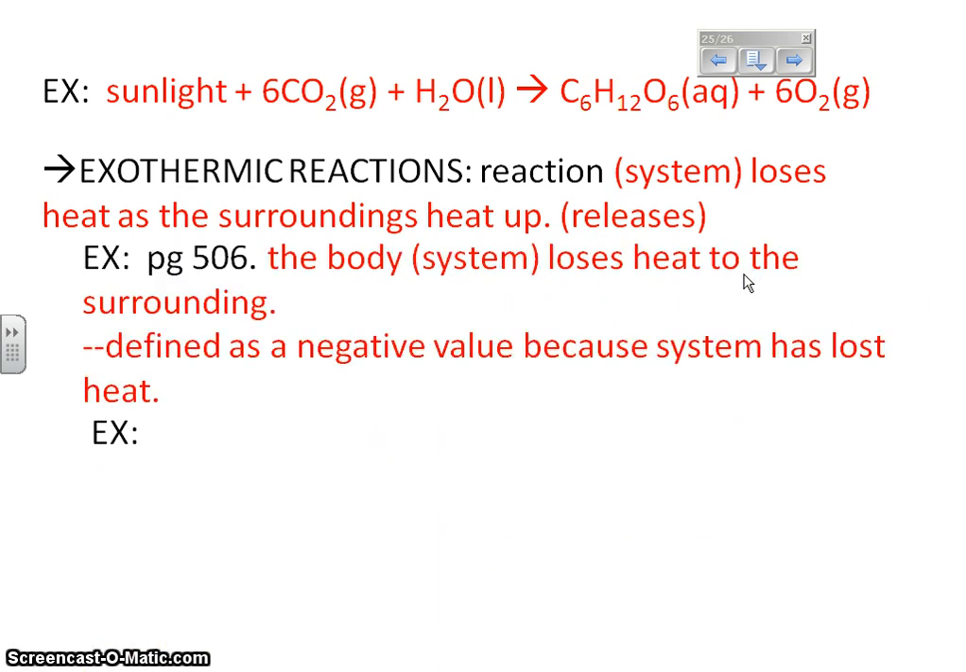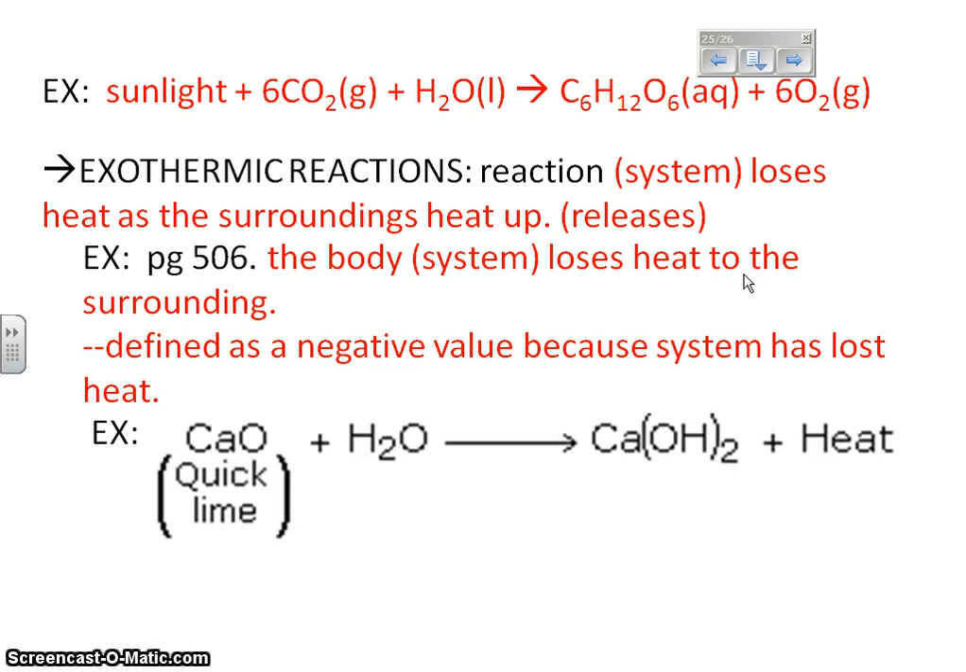Like I said on page 506, the body loses heat to the surroundings. This will be defined as a negative value because the system has lost heat. An example would be quicklime, which is calcium oxide plus H2O, produces calcium hydroxide plus heat. Now this is a negative value. This would be a negative number over here because the system has lost the heat.